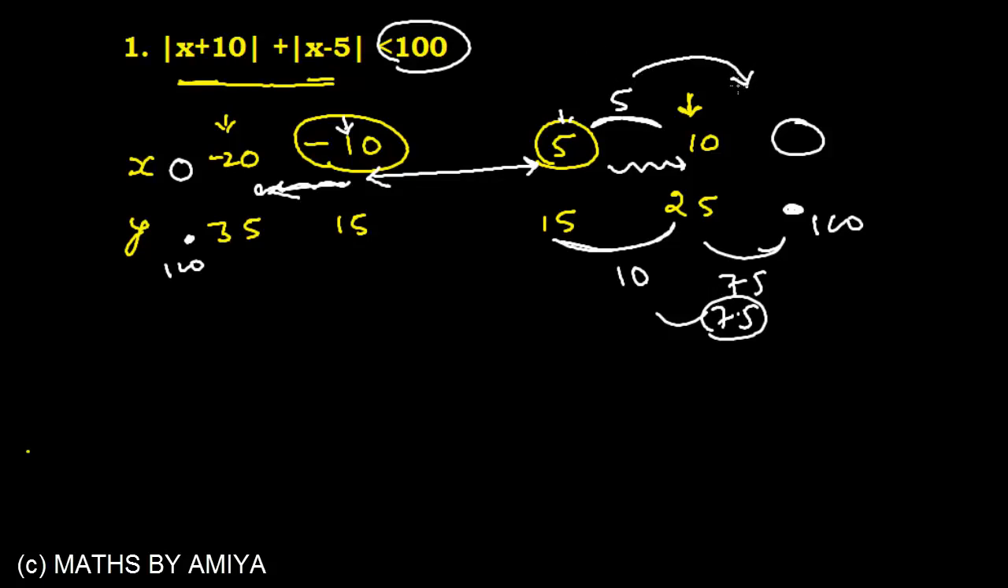Just multiply 7.5 times. 7.5 into 5 is 37.5. So the value should be more than 37.5 from the 10 because it's a gap. So we have 47.5 as a value of x.